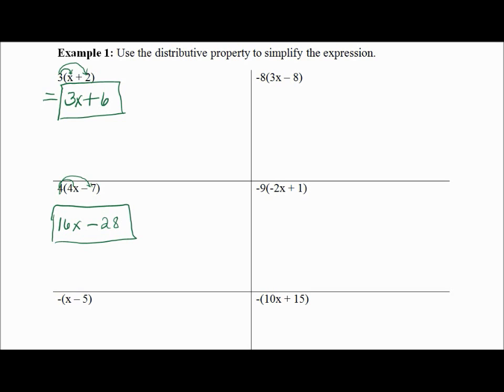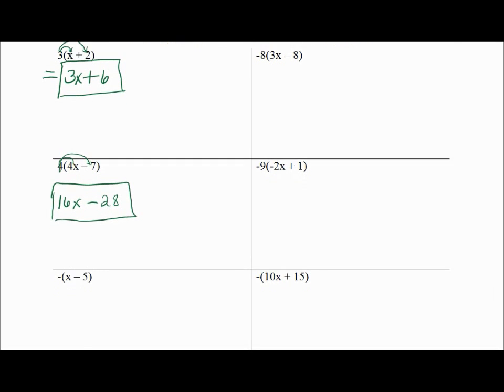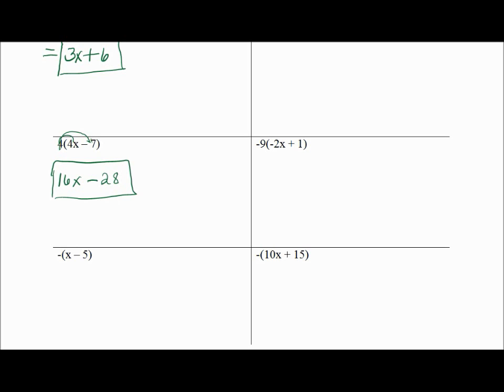And then this next one we're going to do together. I have a negative outside the parentheses, and inside I have x minus 5. Well, the minus sign that's outside is the same as saying negative 1 times x minus 5. It's just like I'm distributing a negative 1. So negative 1 times x gives me a negative x, and negative 1 times a negative 5 gives me a positive 5. And that's my final answer.